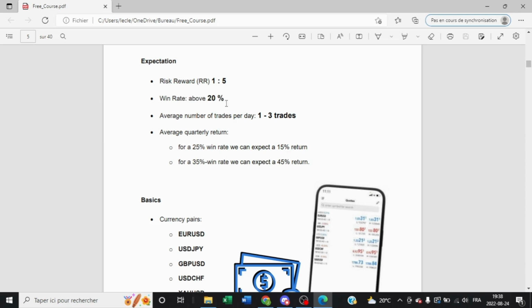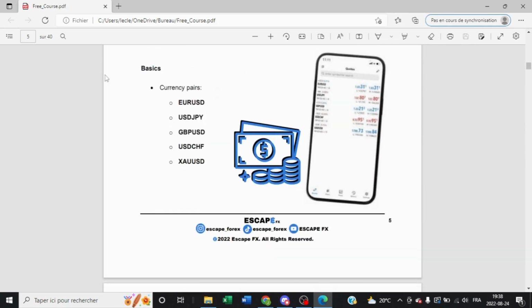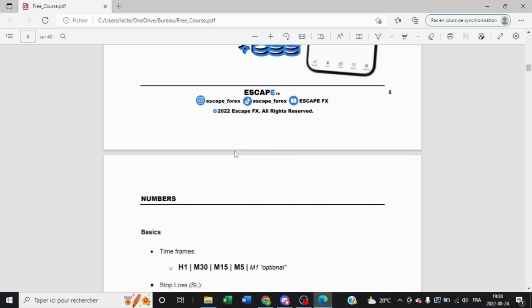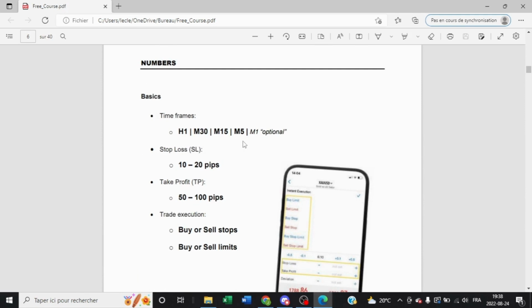The win rate is going to be above 20% for sure. The average per trade is approximately 1 to 3, but sometimes it's gonna be none. You won't be trading sometimes, and sometimes it will be 4. All right, so an average of 1 to 3. The pairs we'll be using are obviously the major pairs and also gold. The time frames we'll be using for the strategy are H1, 30 minutes, 15 minutes, and 5 minutes. The minute one is optional. You can be using the minute one, but I don't recommend it.